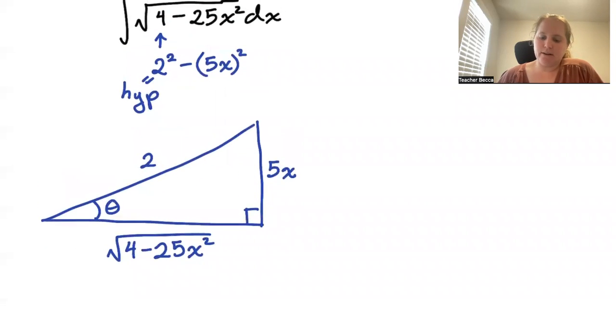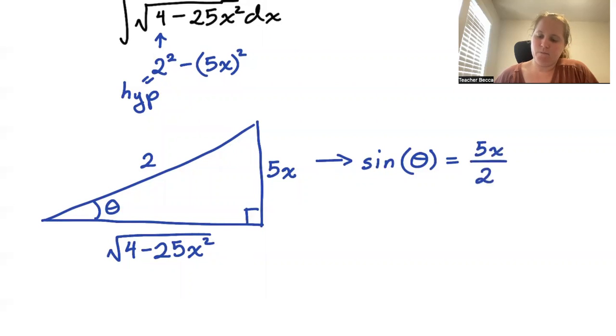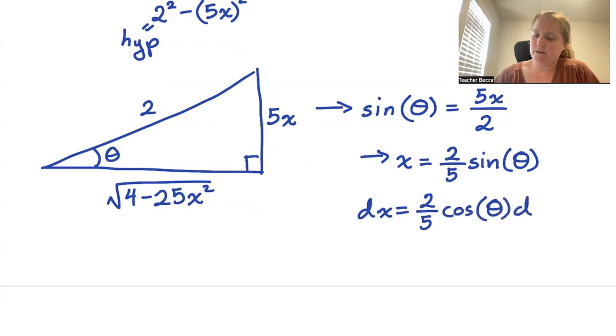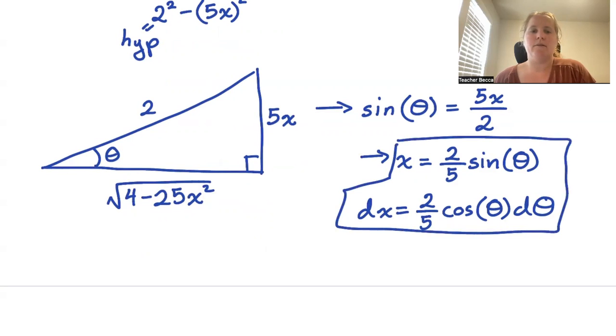In terms of our trig relationships, involving the 5x and the 2, easiest thing to do is sine of theta. So we have sine of theta is 5x over 2. Or x is 2/5 sine of theta. And we get that our dx is 2/5 cosine theta d theta. So again, these will be convenient substitutions to have.